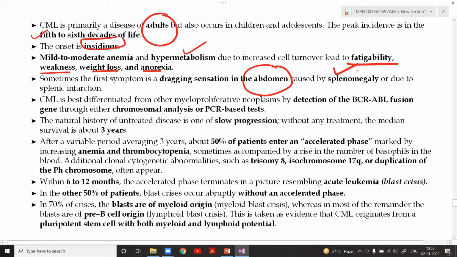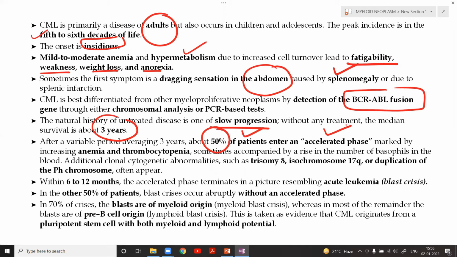Okay. Now CML is detected by the presence of the BCR-ABL fusion gene by chromosomal analysis. Now remember, the natural history is that of a slow progression, and without any treatment, the patient will survive only up till 3 years. Okay, now 50% of the patients will enter the accelerated phase of CML. Now, what is an accelerated phase of CML? I am going to tell you, just wait. So if patients are not receiving any treatment, in that case, 50% of the patients are going to enter an accelerated phase, which is marked by increasing anemia and thrombocytopenia. Remember this. Plus, there will be an increased amount of basophils in the blood.